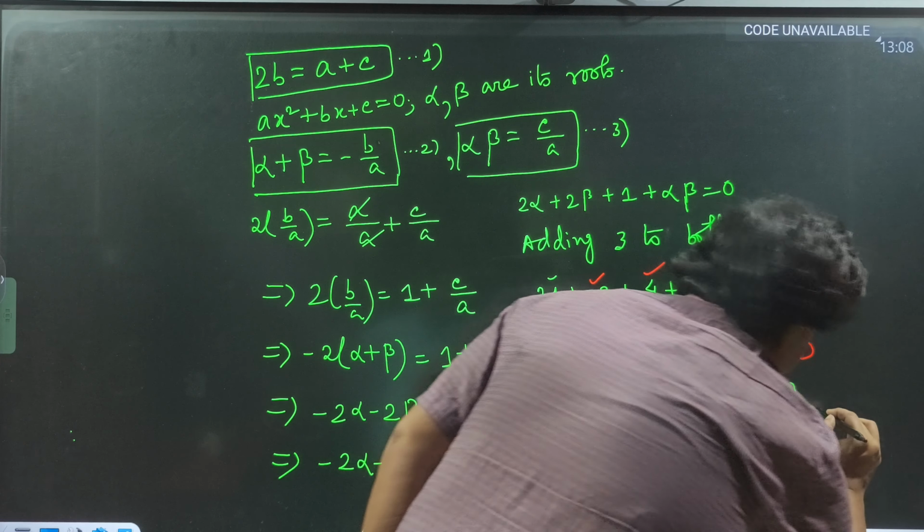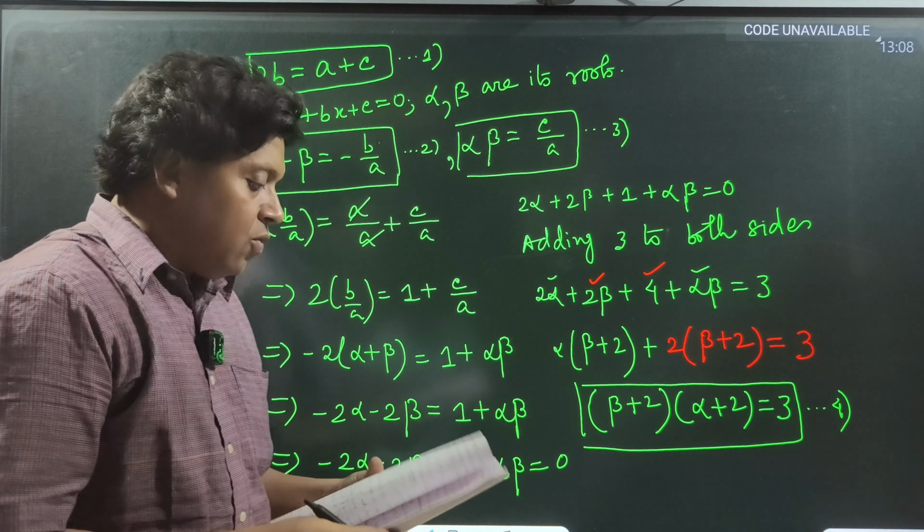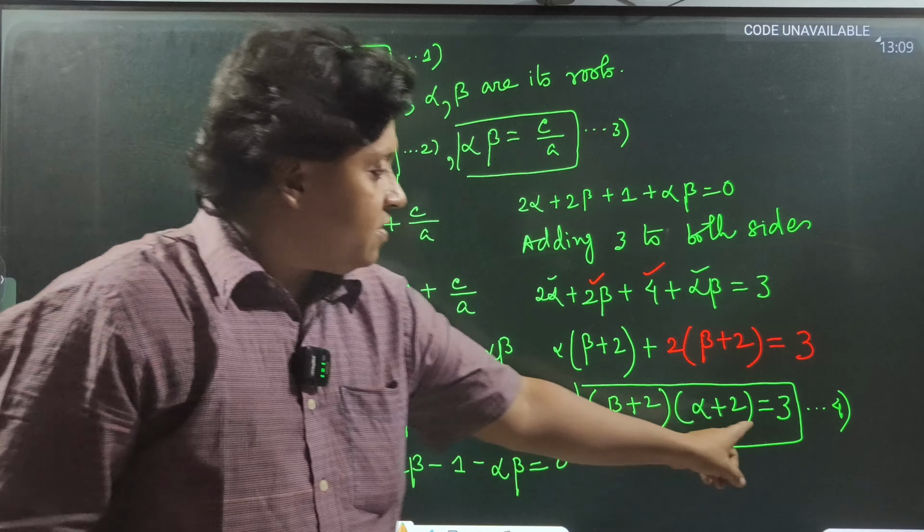This is another important equation. We number it as 4. So (alpha plus 2) into (beta plus 2) is equal to 3. Now it is given in the problem that alpha, beta are integers. So alpha plus 2 and beta plus 2 also have to be integers, and their product must be 3.